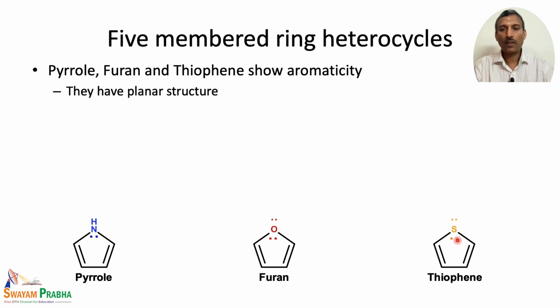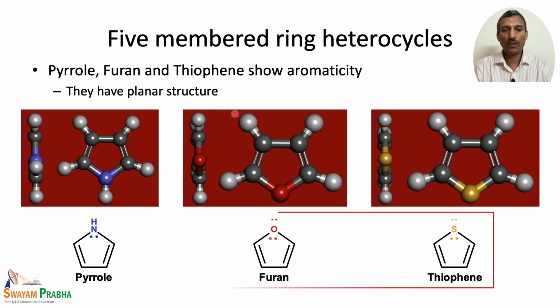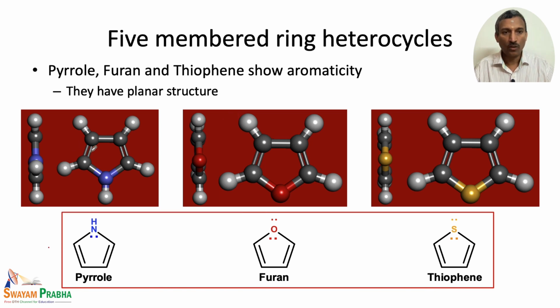So, there are various criteria for aromaticity. We will look at them one by one in this session. The first one is the planar structure. If you look at the structure of these 3 compounds, they have a planar structure. This is the structure of pyrrole. This is our planar structure.